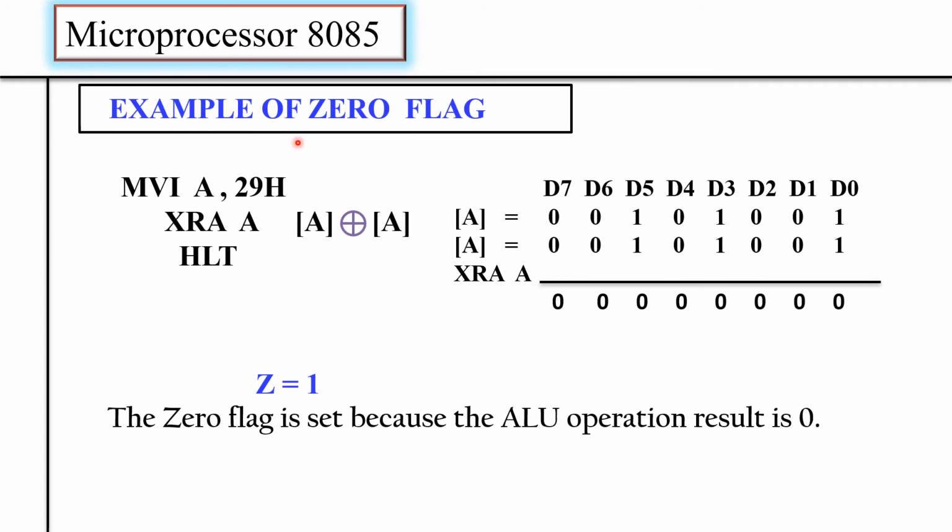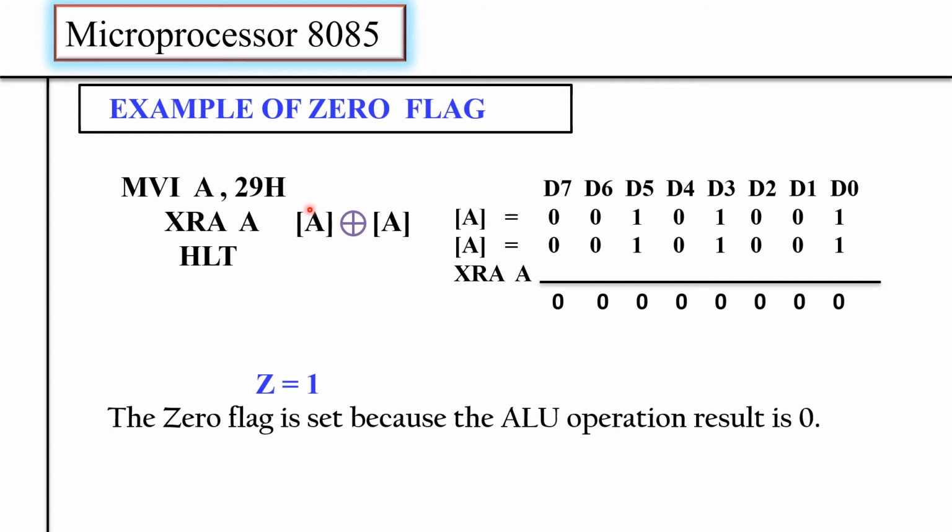So let us see the example of the zero flag. MVI A, 29H: the data 29 is moved into the accumulator, so the accumulator content is 29H. XRA A. What is XRA? Exclusive OR A with A. So here we are doing exclusive OR of A with A, right? What is the data of the accumulator? 29.